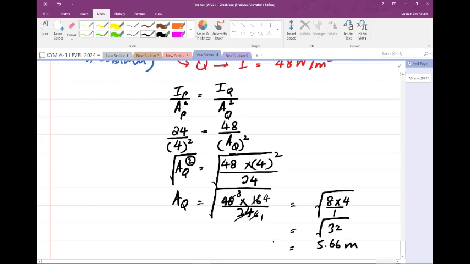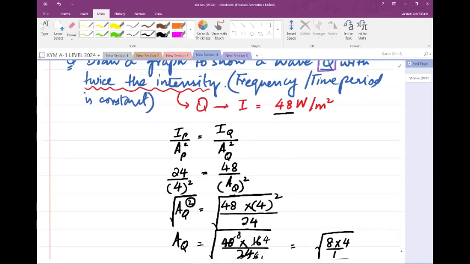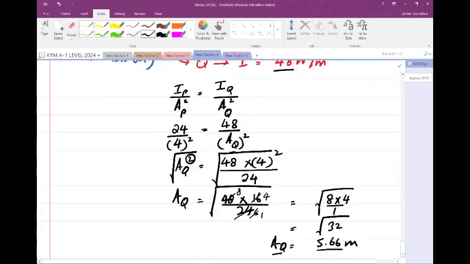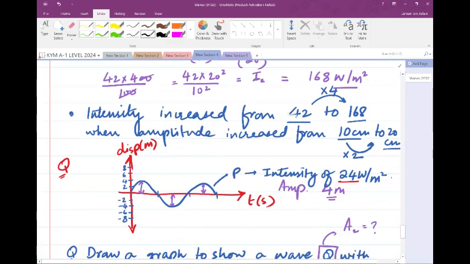5.66 meters. So this tells us that the wave Q, which had twice the original intensity, is now going to have an amplitude equal to 5.66. So we can see on this graph, this is going to be somewhere in between 4 and 6. 5.66 is going to be close to the center of 5 and 6. So this is where the amplitude of the wave will be. The new wave, I'm going to join these points and form a very smooth graph. This is what it's going to look like.